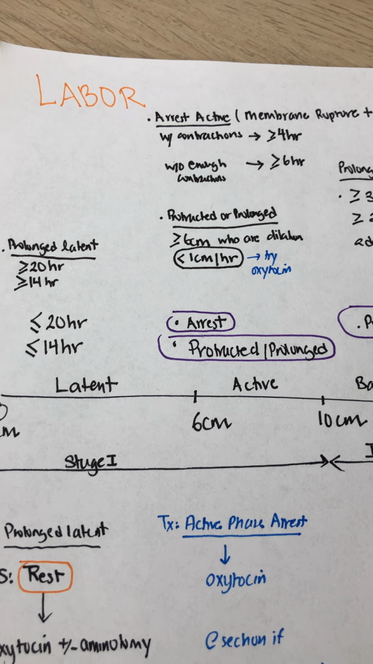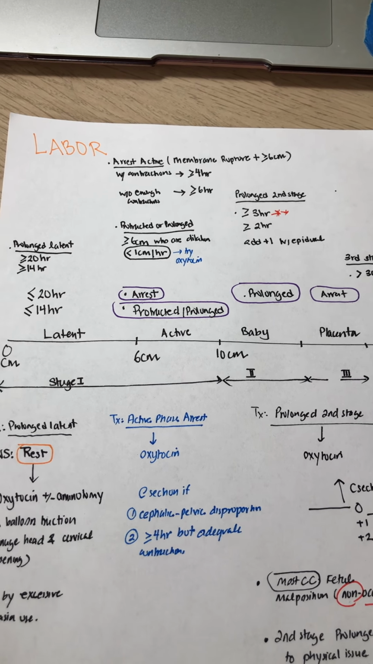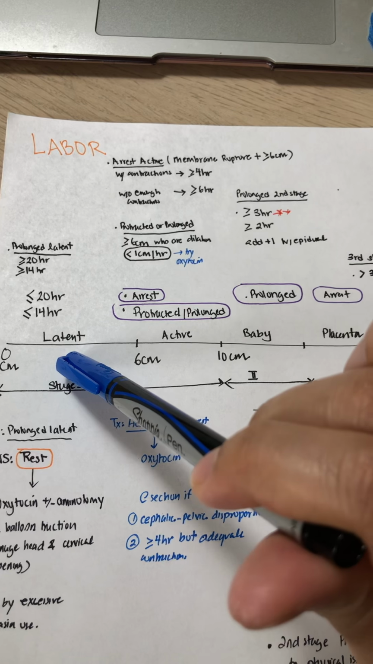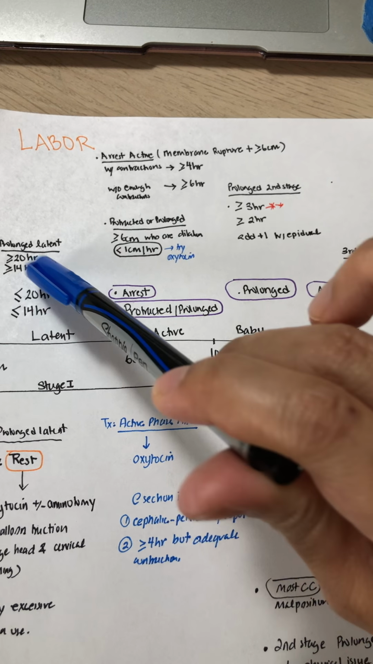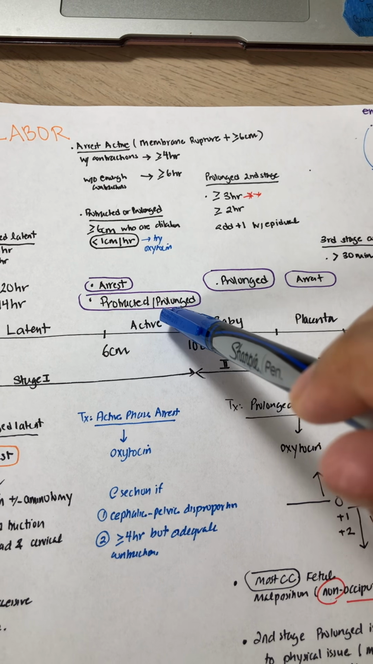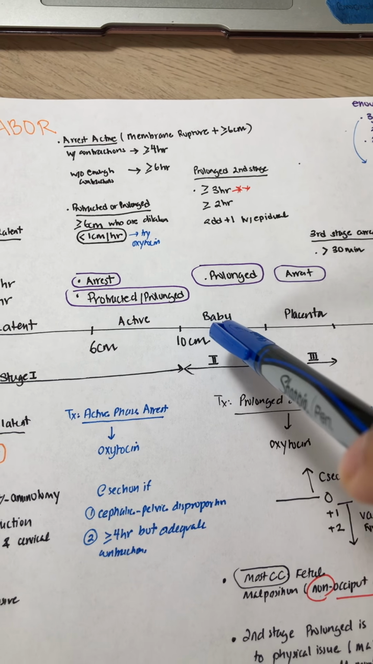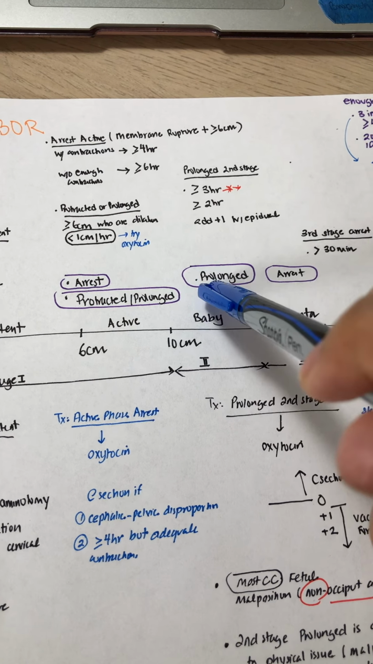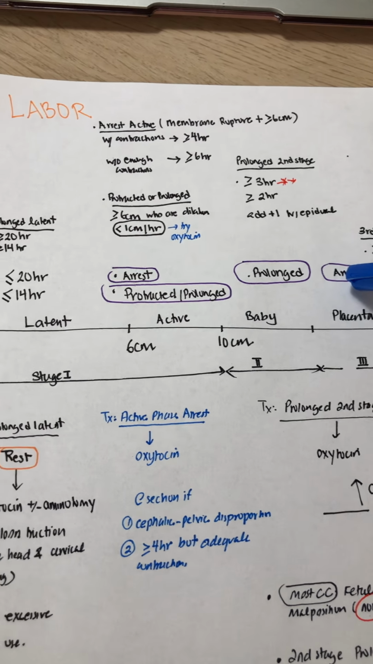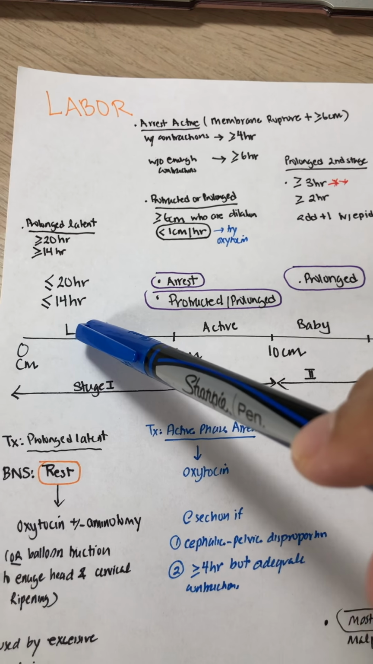So first, let's look at the abnormality of delivery. Latent stage abnormality, there is only one abnormality called prolonged. Active can be arrest or prolonged. When the problem is protracted, it's the same as prolonged. Stage 2 can be prolonged. Stage 3, there's only arrest. So let's look at the definition of the latent stage.